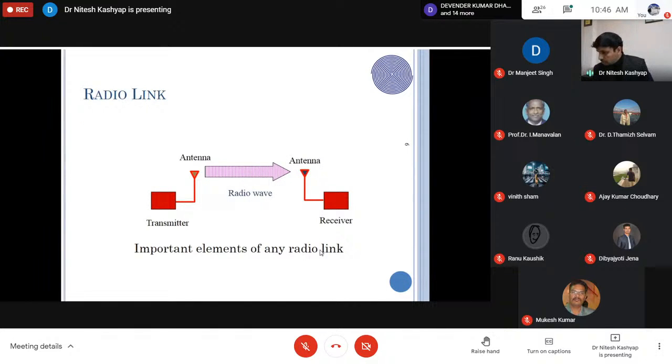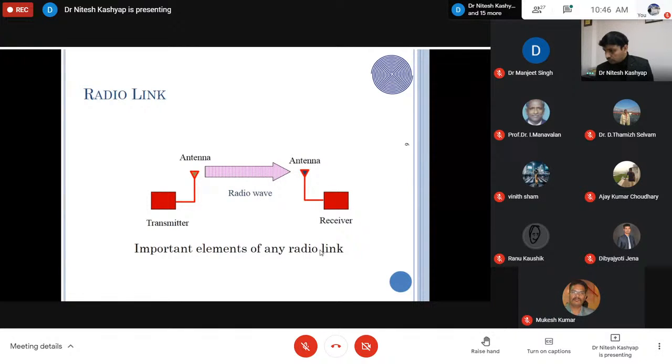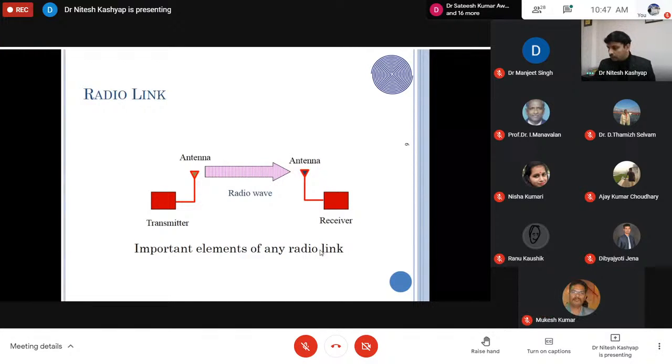Here we can see that without transmitter and receiver, we cannot establish the radio wavelength, and the antenna is the most important part of the wireless communication system here. So without antenna, we cannot transmit the wave or signal towards the receiver.